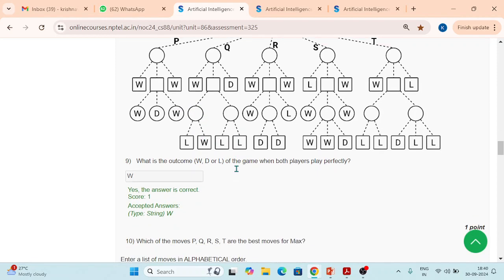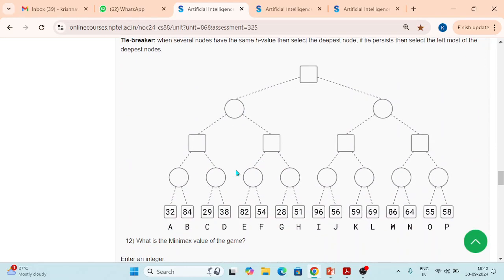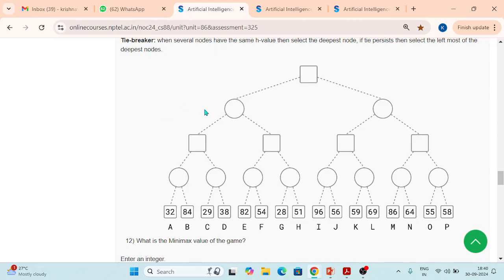Okay. So this is about the group. Coming to group 3, they had given the same thing, and we need to perform the Minimax algorithm for this one. The same procedure we have to follow here also. They had given all the values of the leaf nodes. We'll perform the Minimax algorithm for this one.